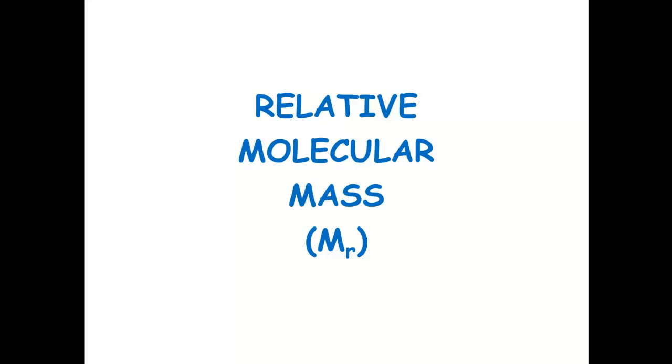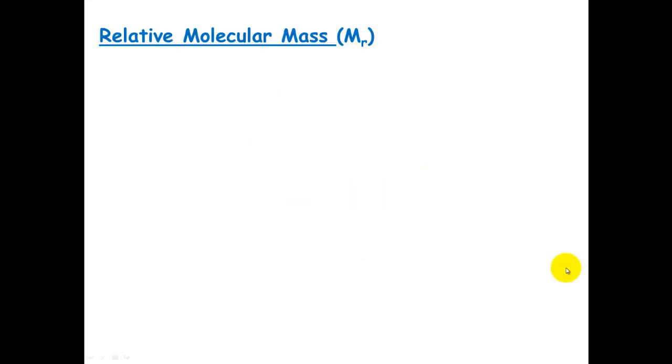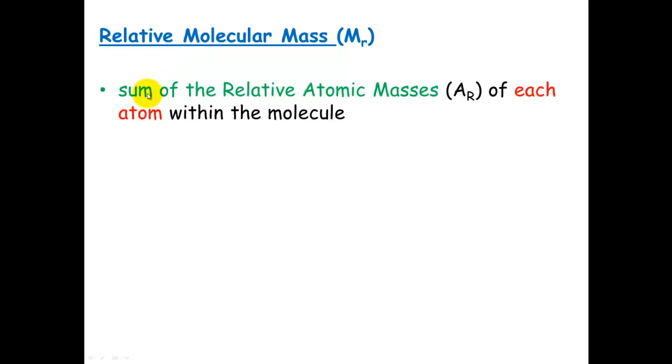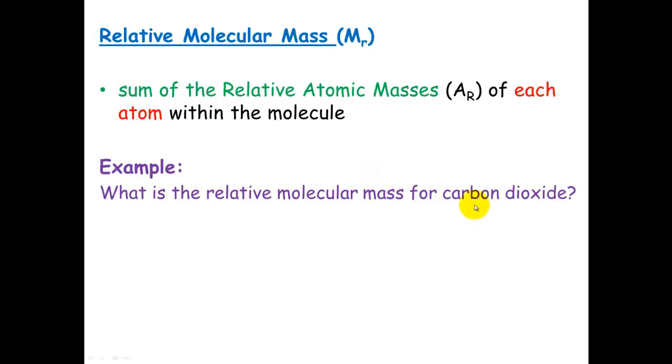Okay, to work out the relative molecular mass is quite easy now that we know how to work out relative atomic masses. So the relative molecular mass is just the sum of the relative atomic masses of each of the atoms within the molecule. Let's look at an example of carbon dioxide. Carbon dioxide consists of one carbon atom and two oxygen atoms.